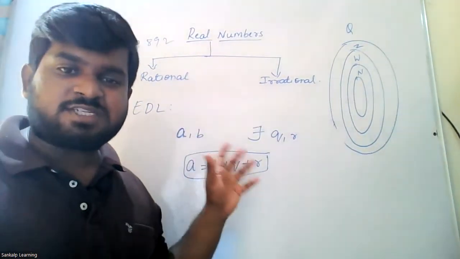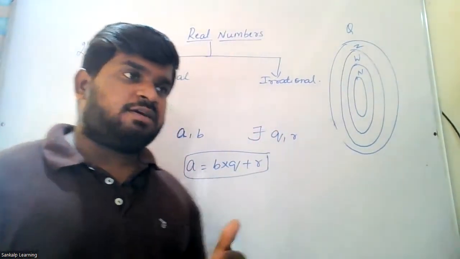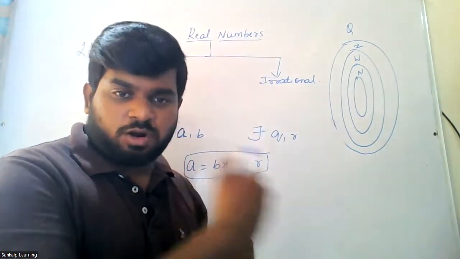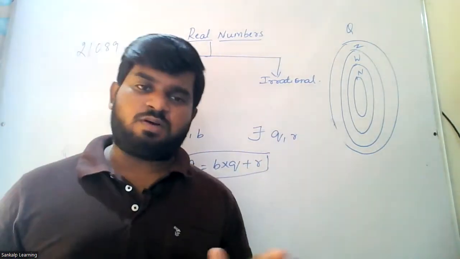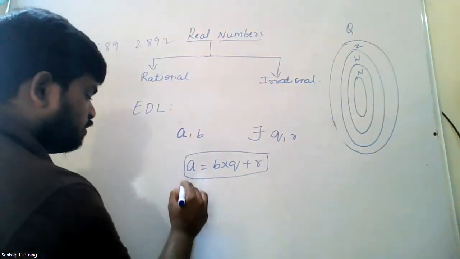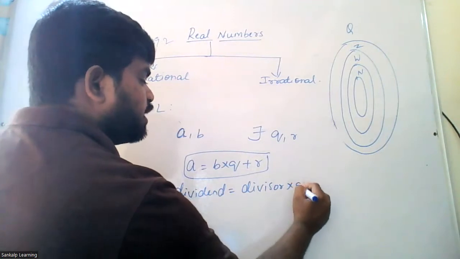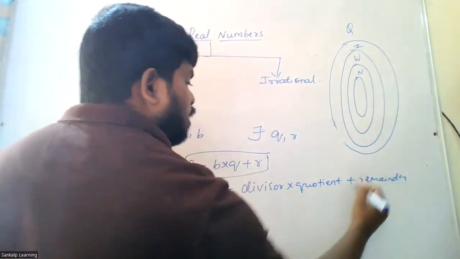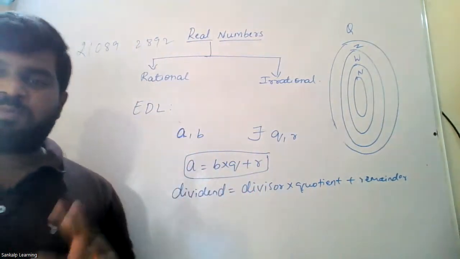We also call this the division algorithm. Actually, that is a different thing, but as the process is almost similar, this Euclid's division lemma and the division algorithm, which we are going to look into in the next part, are almost similar. People also call this the division algorithm itself. So in simple words, how to remember this? Very simple. Dividend is equal to divisor into quotient plus remainder. What is Euclid's division lemma? Dividend is equal to divisor into quotient plus remainder, or a is equal to bq plus r.